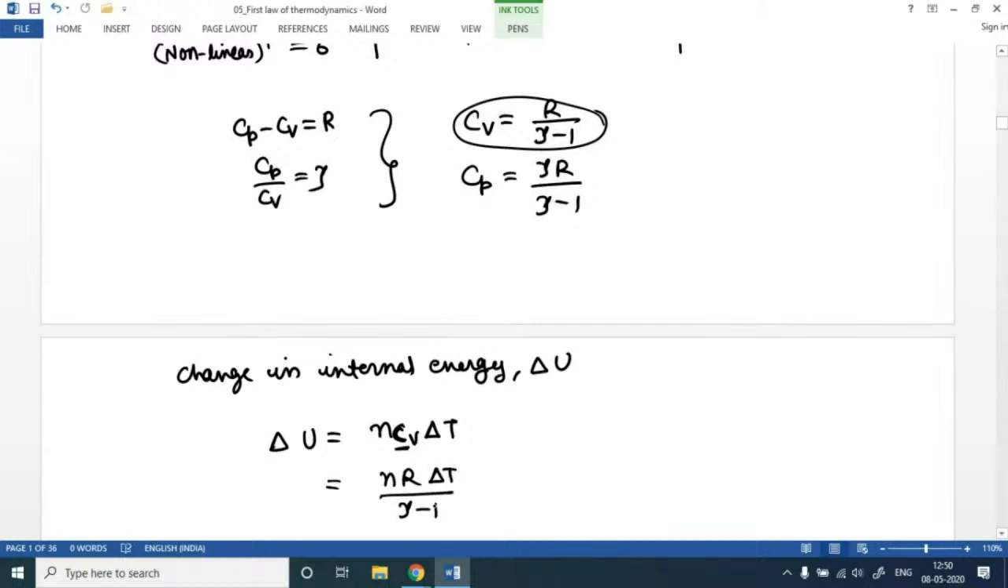Please understand that you should realize that internal energy is a purely state function, that is, its change in internal energy will only depend upon the initial and final state of the thermodynamic process, and it will not depend upon the process, it will not depend upon the path. So that is a very, very important property of change in internal energy.